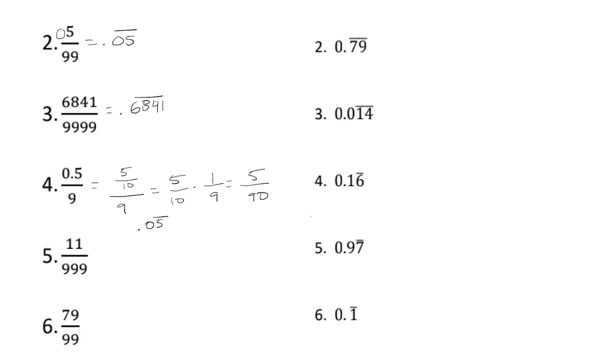Now for number 5, there's only 2 digits at the top and then 3 at the bottom. So I'm going to even it out by putting a 0 there. And so whatever's at the top now is going to be repeating. So it's 0.011 repeating.